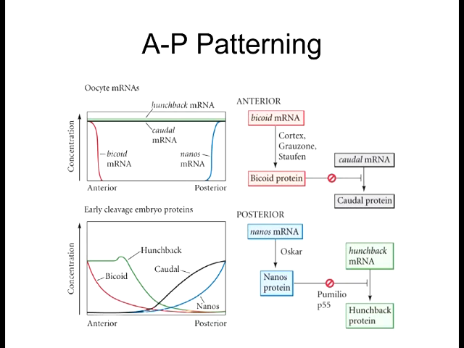Gap genes. Those are the next group of genes. Then comes the pair-rule genes and the segment polarity genes. So let's start with the gap genes. The gap genes are interesting. Now, the gap genes get turned on by the maternal effect genes. And some of these gap genes are also maternal effect genes. Well, really, in fact, just one, hunchback.